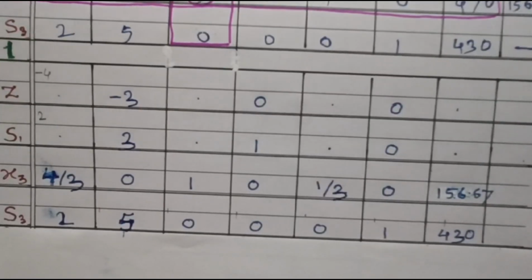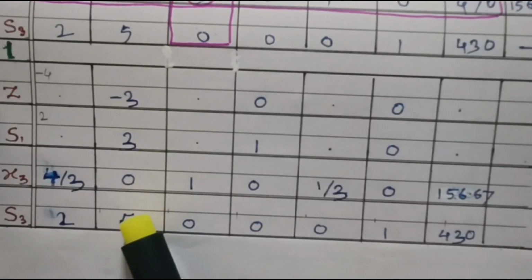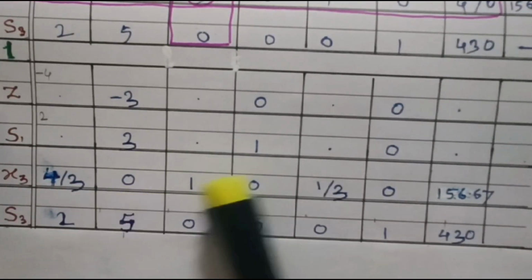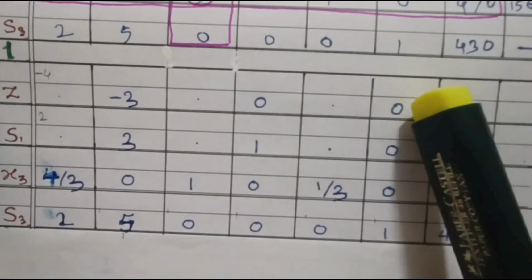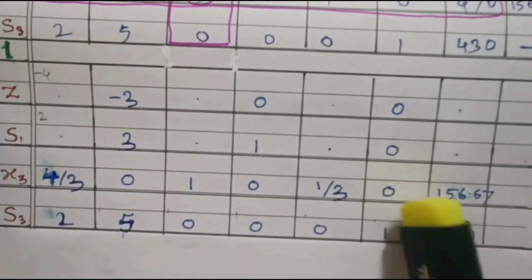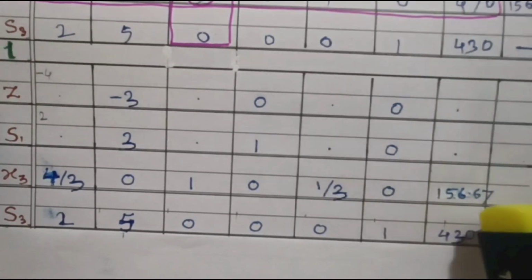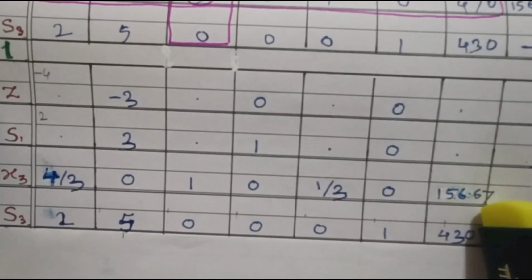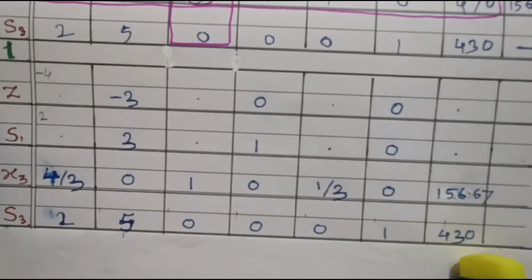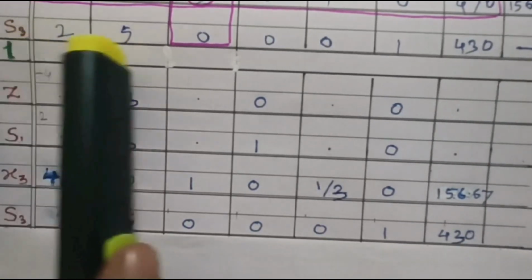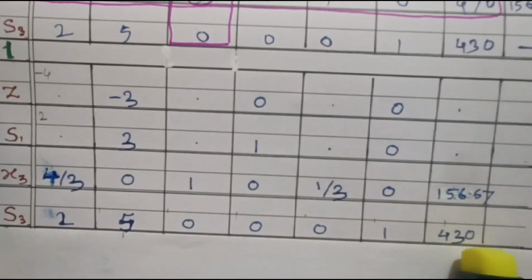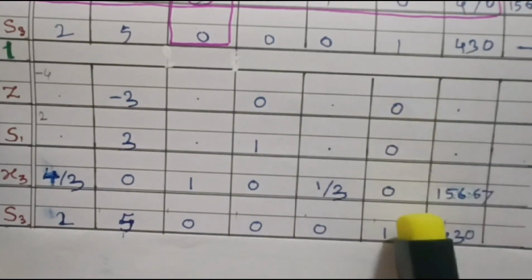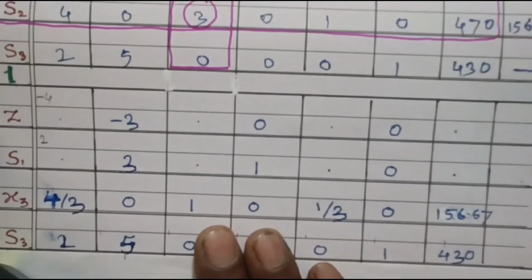So from the 0th iteration we have taken the X2 column as it is because of the 0 appearing in the key row, then the S1 column as it is because of this 0 in the key row, as well as the S3 column as it is, and the number 156.67 as it is. The S3 row is also taken as it is, which contains elements 25000 430. So here also 25000 430. So this row, this column and this column are taken as they are.